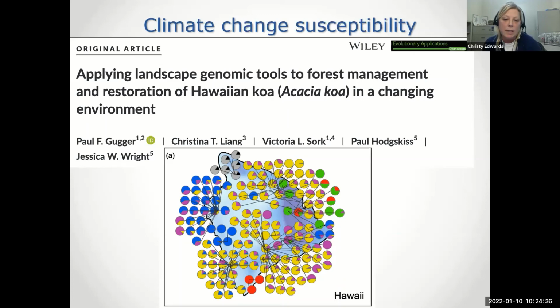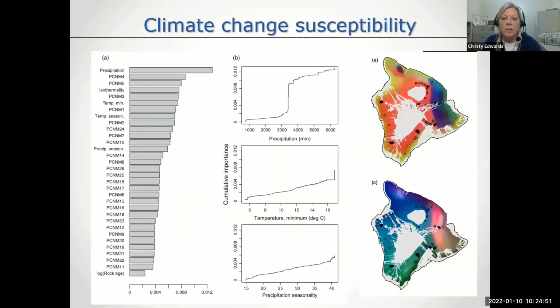But so this study, what they did is they went out and sampled heavily of populations of acacia across the Hawaiian Islands, but focusing most intensively on the Big Island. Next slide. And they went out and they genotyped all these individuals, and they looked at the association between environmental characteristics and genomic variation. And they found that the most strongly associated factor that structures genetic variation is precipitation.